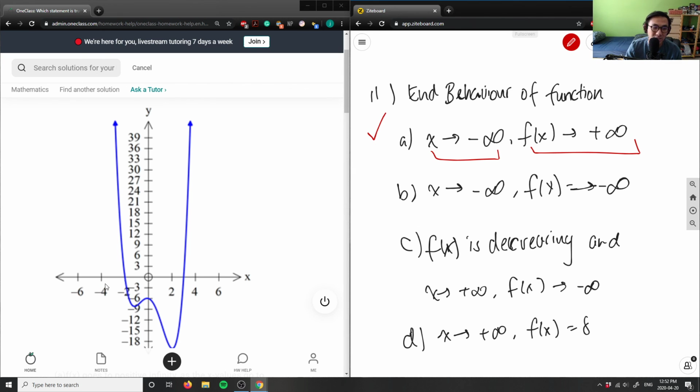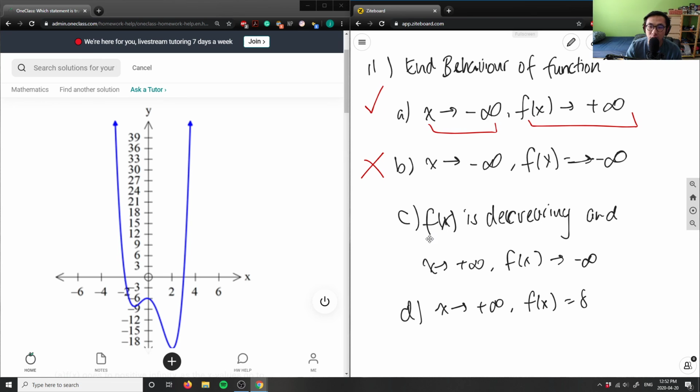B here, as x approaches negative infinity, f of x approaches negative infinity. That's incorrect, right? My function here is going up. My y is going up and not down. This here is wrong. C here is f of x is decreasing, and as x approaches positive infinity, f of x goes to negative infinity. As I approach positive infinity, f of x actually goes to positive infinity. So this here is incorrect.